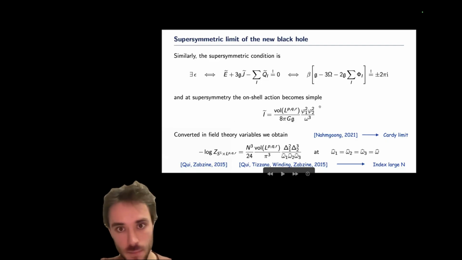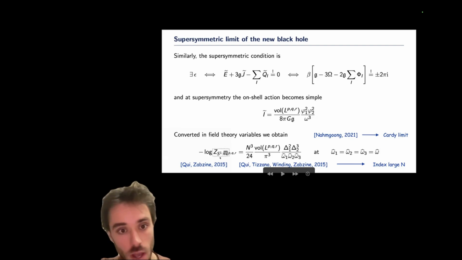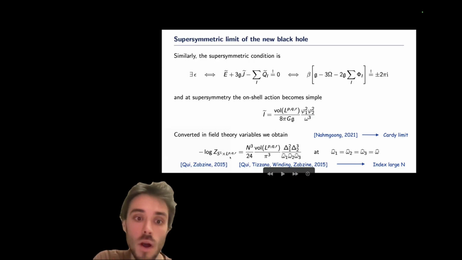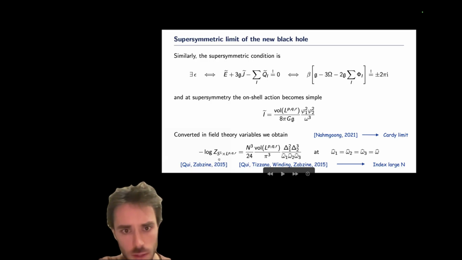What does field theory say? Does field theory say the same? To get the field theory result, you have to take the partition function of the 6D theory and place it on S1 times LPQ. You do that, and then you open the literature. Those people here did that, and they wrote down the index, and they computed it at large N, with some caveats, which I'm going to mention in the next slide.